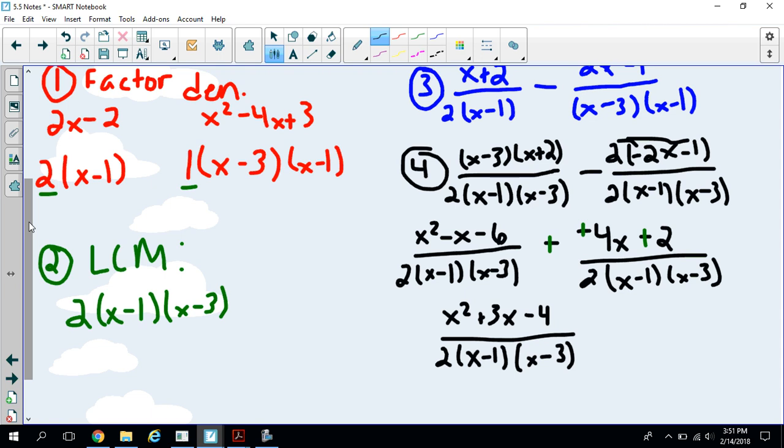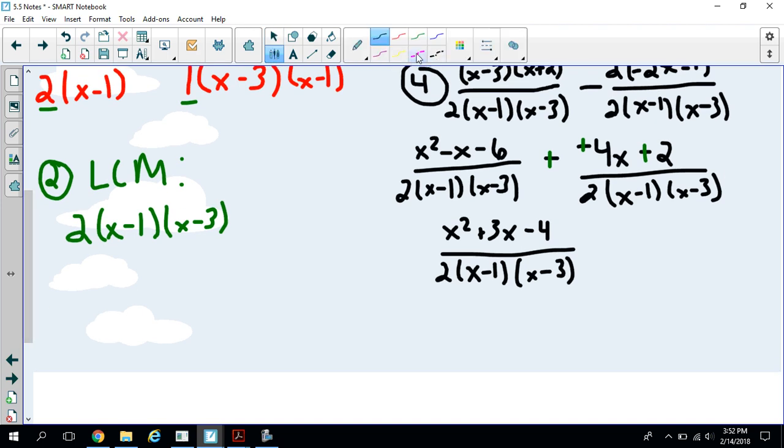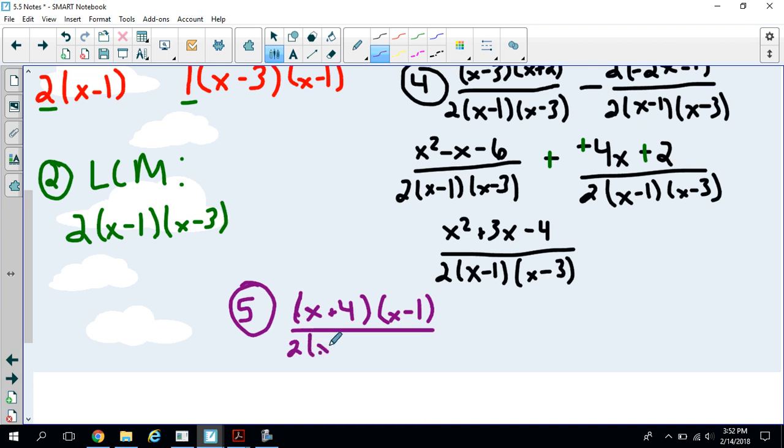But if it's possible, the very last step is to simplify if necessary. That means you might have to factor the numerator here. Okay, let me do my last color. So this will be number 5 here. So simplify. We're going to go ahead and factor the numerator. This should factor out to be x plus 4 and x minus 1. And then we have our denominator, our least common multiple here, 2 times x minus 1, and then x minus 3.